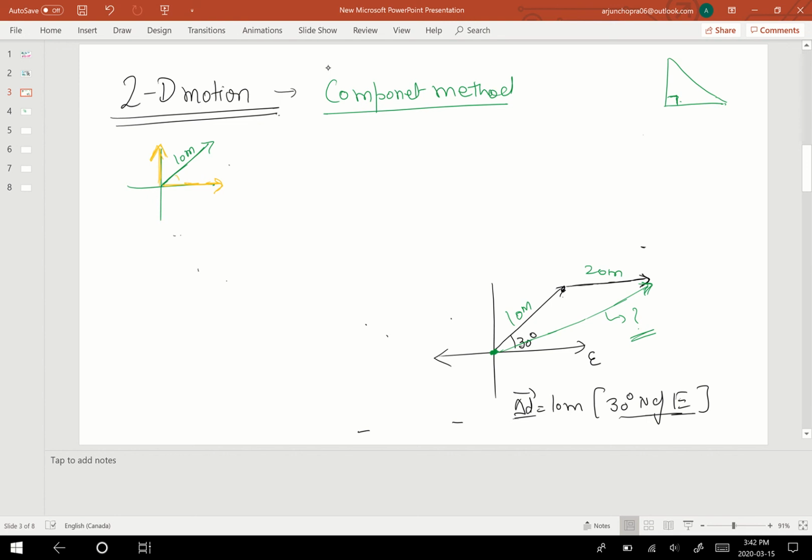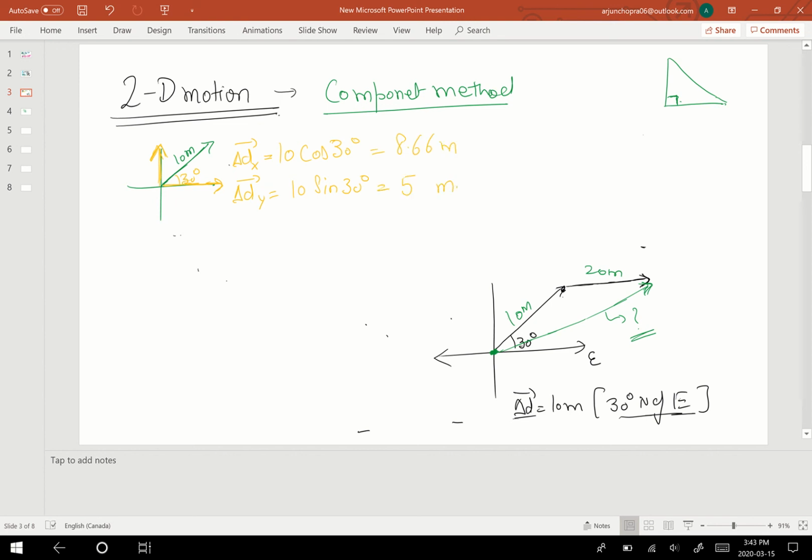So this is 10 meters, this is 30 degrees. So I can find the x component. The x component will be 10 cos of 30 degrees. And then the y component, so I'm going to call them delta dx and delta dy, is equal to 10 sine of 30 degrees. If I calculate 10 cos 30, it will be 8.66, and this will be 5 meters.